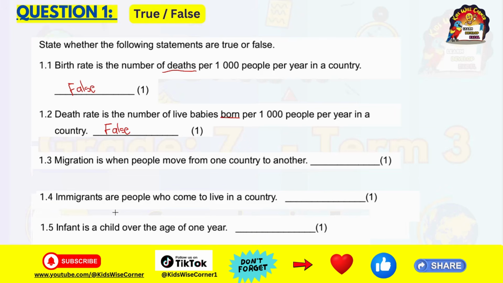Question 1.3. Migration is when people move from one country to another. This is true because migration means moving into or out of a country. 1.4. Immigrants are people who come to live in a country. This is true. For example, someone moving to South Africa to live becomes an immigrant.